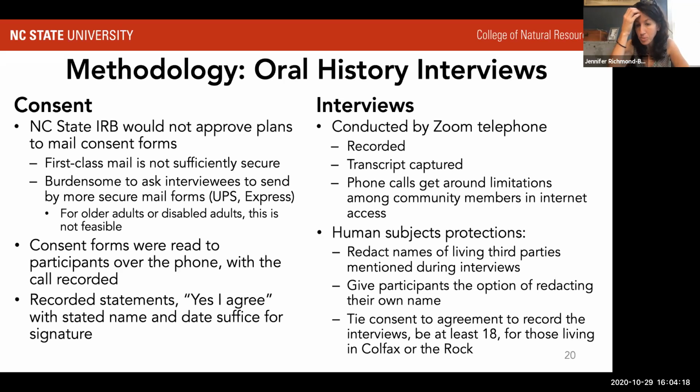So we called people on their telephone, but using Zoom so we could capture it. Human subjects protection, such as redaction of third-party names, is also in place. We give participants the option of redacting their own name or the name of the facility. There were a few people who wanted to talk to us, but didn't want to say the facility name because they were worried about liability.